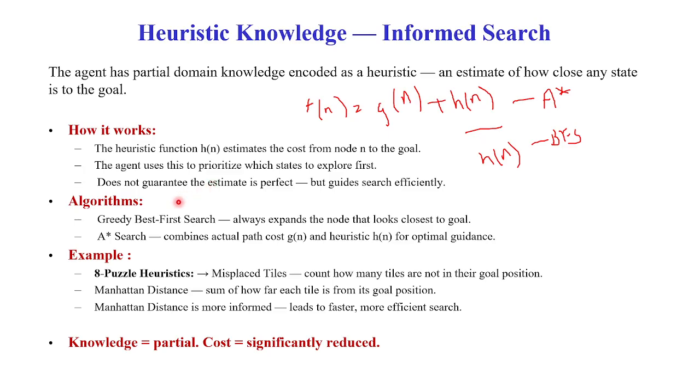Suppose if you take the 8 puzzle problem, there are two popular heuristics. One is the misplaced tiles. It means count how many tiles are not in their goal position. So you might be given an initial tile position, and then you might be given a goal tile position. So automatically, already you know the goal tile position. That is your tiles should be arranged in 1, 2, 3, 4, 5, 6, 7, and 8. This is your goal. The initial state might be anything.